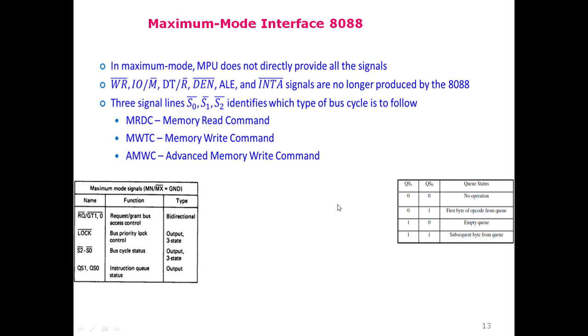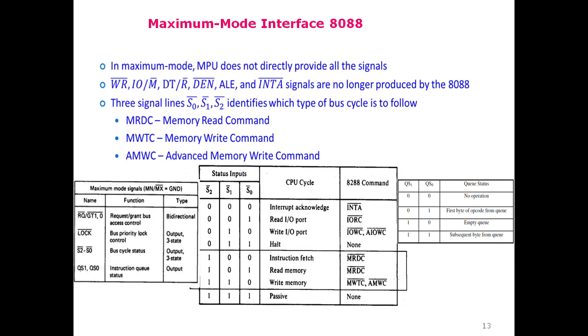So there are four possibilities: 0, 0, no operation on the queue; 0, 1, that means the first byte of the opcode is accessed from the queue; the queue is empty; or the bytes are accessed in a sequential pattern. Similarly, the three status pins S0, S1, and S2 of the microprocessor are interpreted as given in the table.